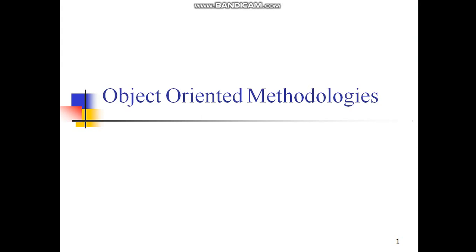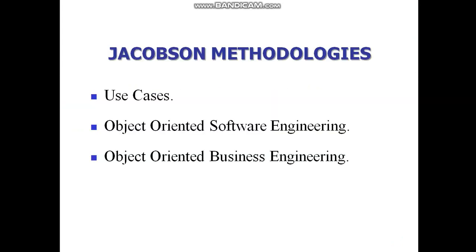Today I am going to explain the topic of object-oriented methodology. There are four types of methodology. In this PPT we have to see two types of methodology. First is the Jacobson methodology. Jacobson methodology consists of some use cases, object-oriented software engineering techniques and object-oriented business engineering techniques.